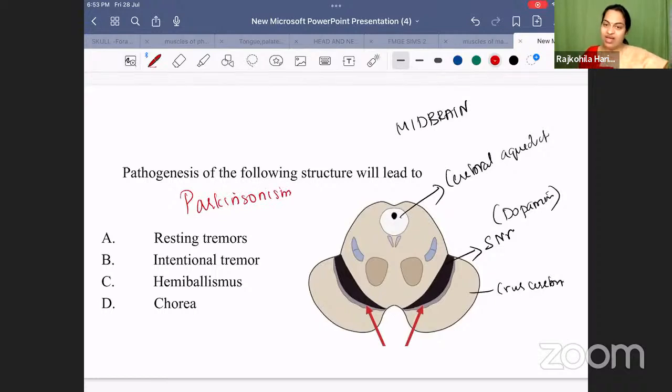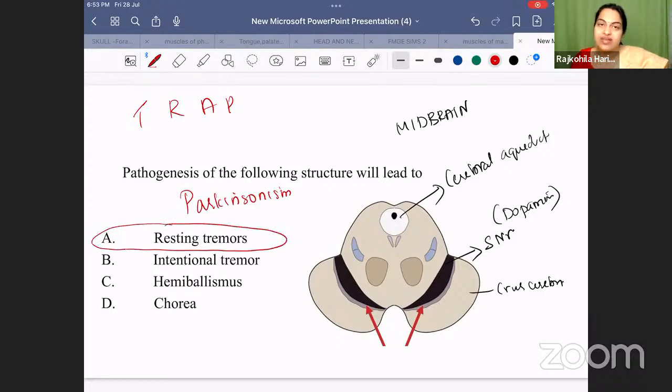Parkinsonism, right? And what are the features of Parkinsonism? You get the tremors. What type of tremor? Tremors which are present at rest, isn't it? Resting tremors, pill rolling movement, rigidity, lead pipe rigidity, cogwheel rigidity, akinesia, mask-like facies, stiff shuffling gait, stooped posture. All these are features of Parkinsonism, right?